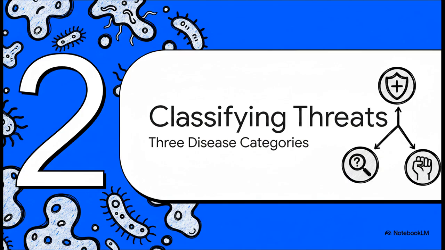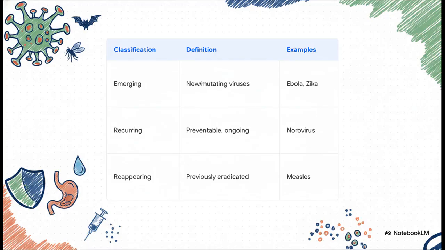Moving on to Section 2, classifying threats into 3 disease categories. Because to defend against these microscopic invaders, we first have to understand how to categorize them, right? I mean, you can't fight what you haven't defined. So as you can see here, we can clearly separate our threats into 3 distinct buckets. First, we've got emerging threats. These are the new or mutating viruses that often jump from animals to humans.